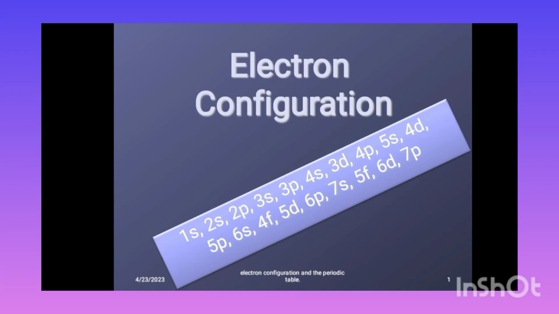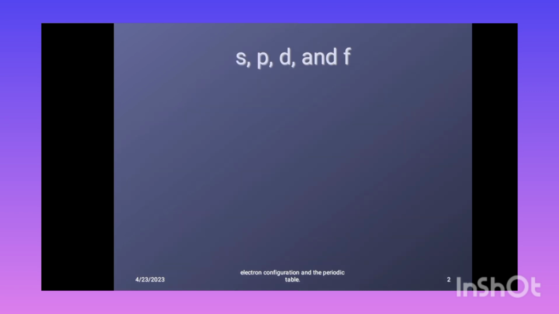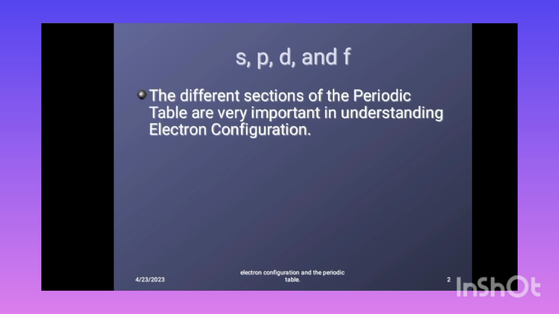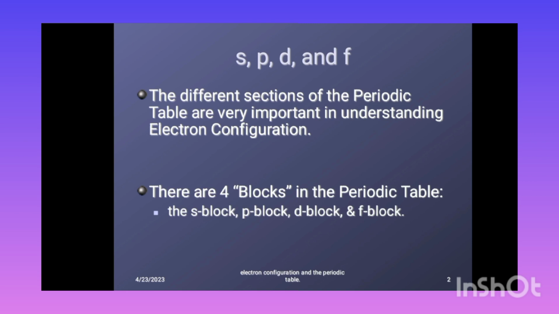Electron configuration of an atom. Electron configuration is the arrangement of electrons around the nucleus. So here we have the S, P, D and F letters. The different sections of the periodic table are very important in understanding the electron configuration of an atom.